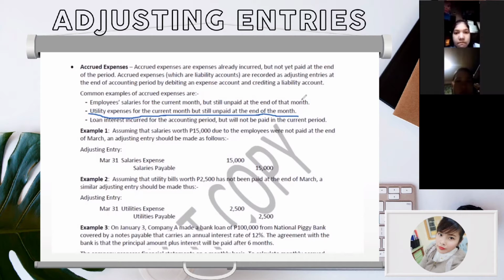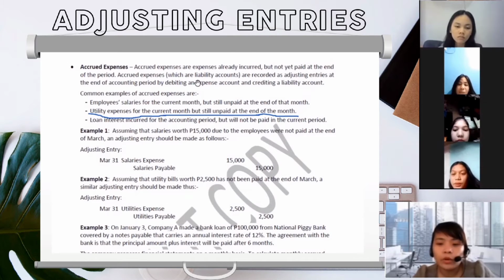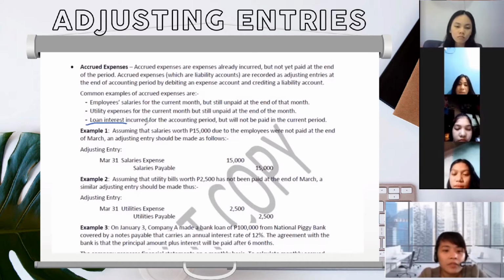Okay? Ano ba yung example natin ng utilities, class? Kuryente, saka tubig. Ito ang mga water bill, dapat babayaran. Yes. Okay. Telephone bill din. Internet din, dapat bayaran. Okay. What else? Loan interest incurred for the accounting period but will not be paid in the current period. Okay? So, ito daw yung examples, right, ng accrued.